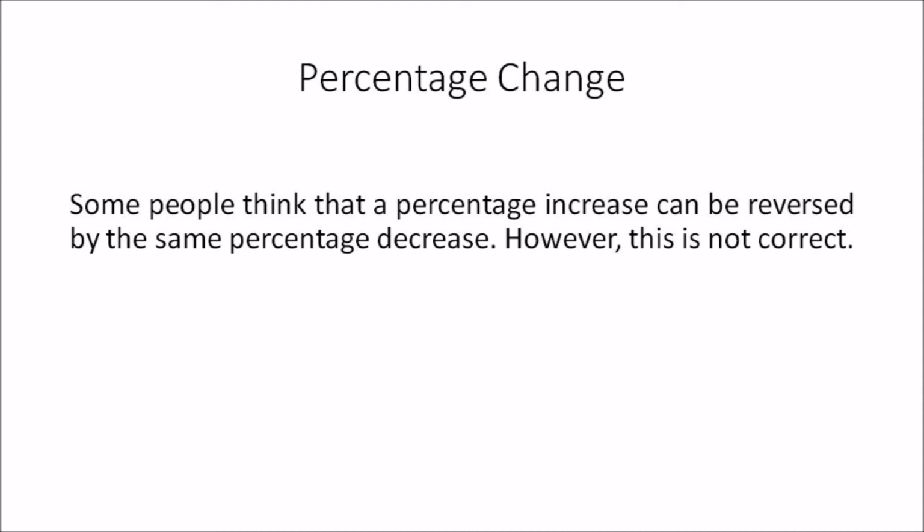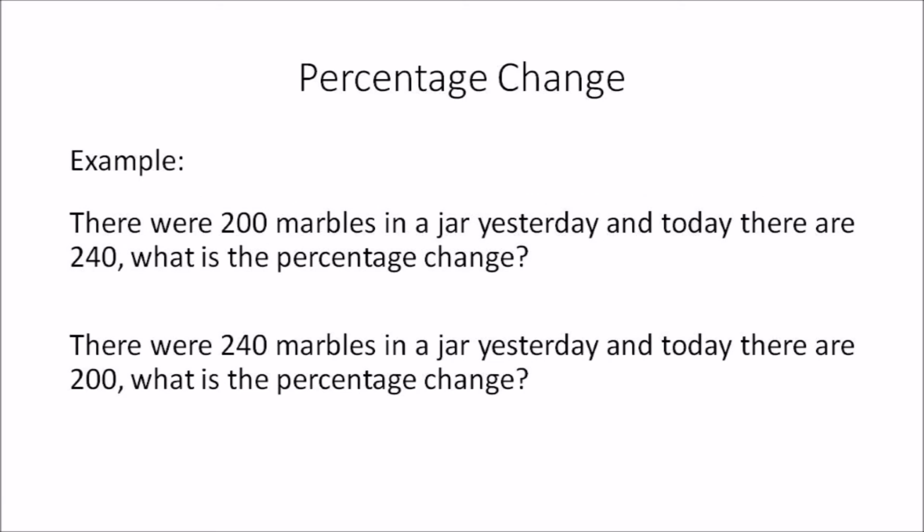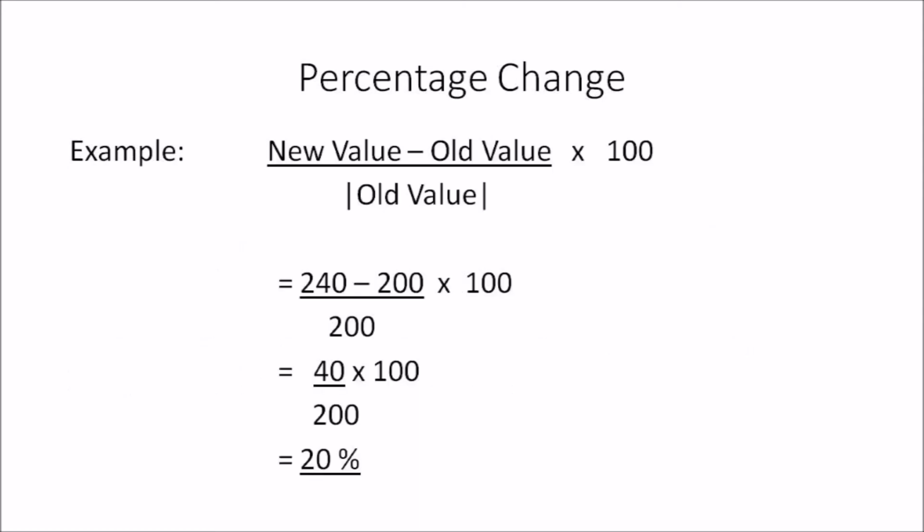So say for example, there were 200 marbles in a jar yesterday, and today there are 240. What is the percentage change? And there were 240 marbles in a jar yesterday, and today there are 200. What is the percentage change? So obviously in the first example the marbles are increasing, whereas in the second example the marbles are decreasing. So let's work them out and see what the difference is.